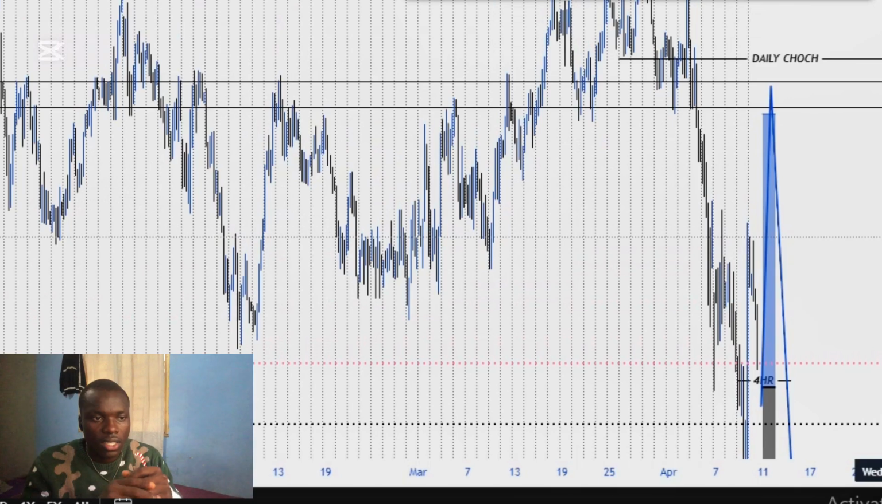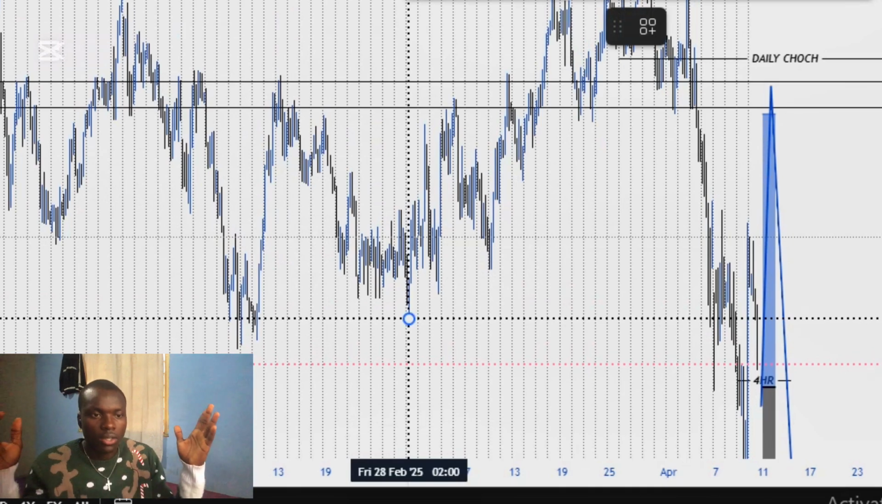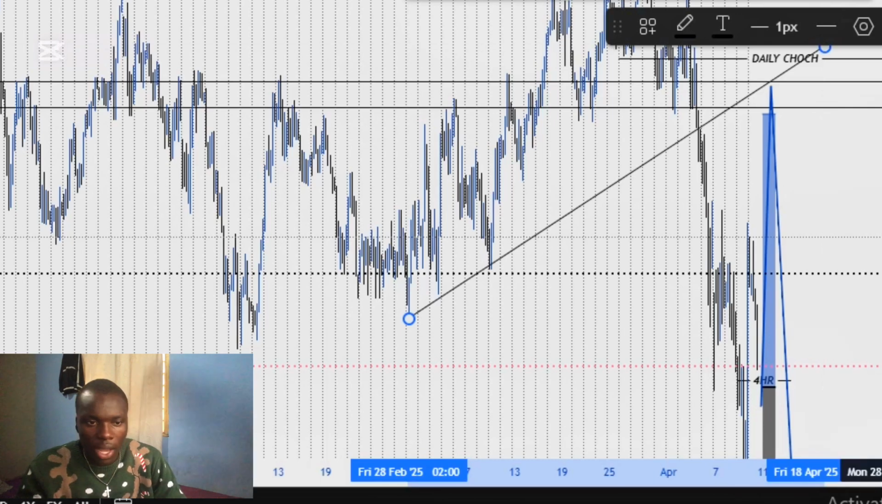Then after that, when we see the daily change of character, we might decide to sell from it. Let's watch out how it goes. This is my thought process and this is my belief on what I'm seeing on the market. So I would like to play along with this and see what's going on.